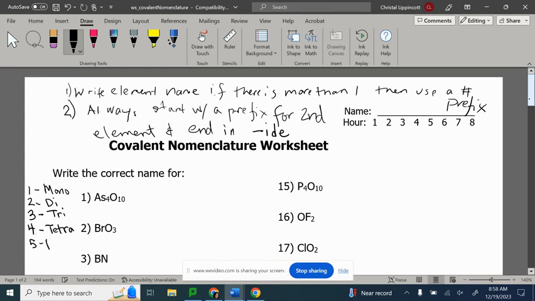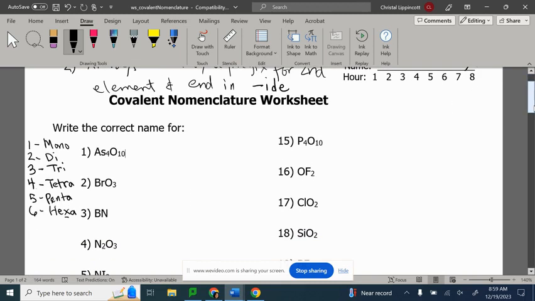5 is penta, like pentagon or pentagonal. 6 is hexa. This one's a little harder. But X is in the word hexa, and it's also in the word 6. So that's how you remember that this goes with 6. And 7 is hepta.